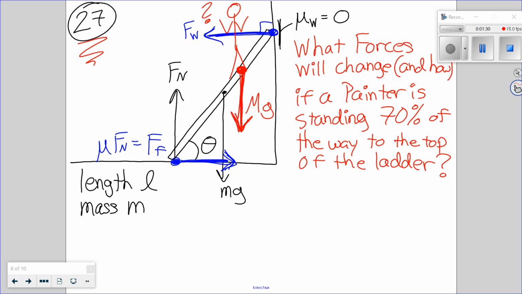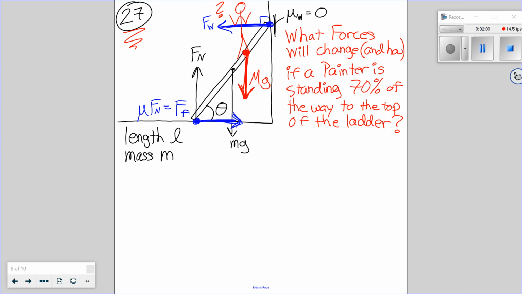This is 27, by the way. 26 has no painter, it's just the ladder, or the meter stick leaning there. Mine's still standing up, okay. Solved it successfully. This is 27. So, excellent. There's another heavier mass now, not at the center of the ladder, or the very end, but 70% along. I think you can figure that out. But that changes some of the other forces.